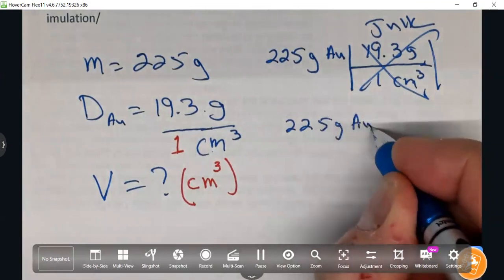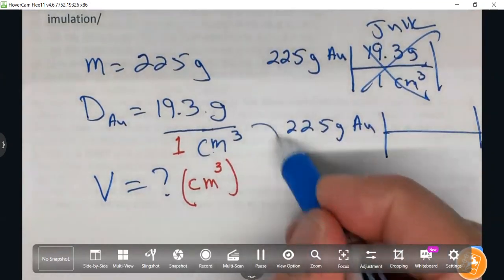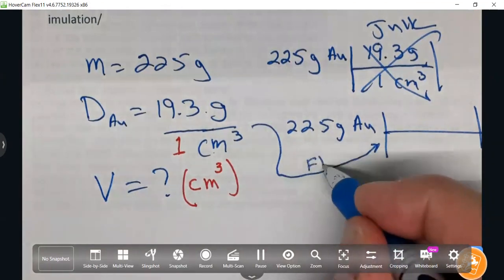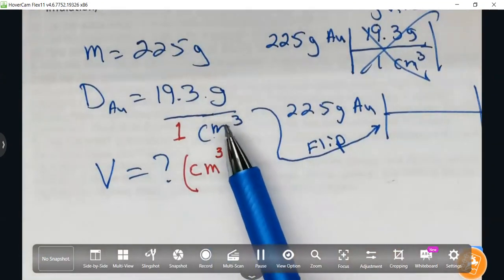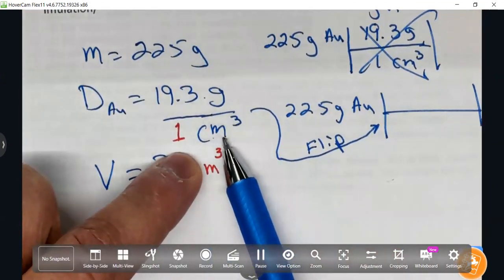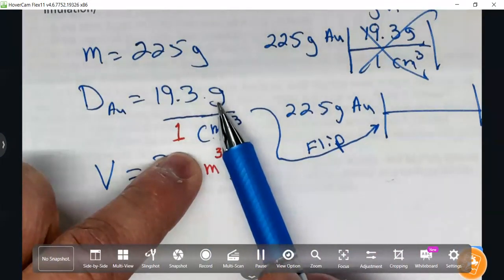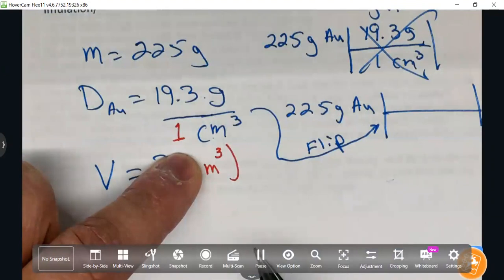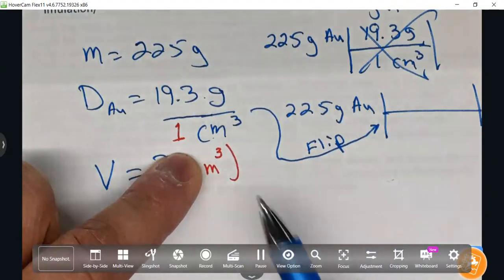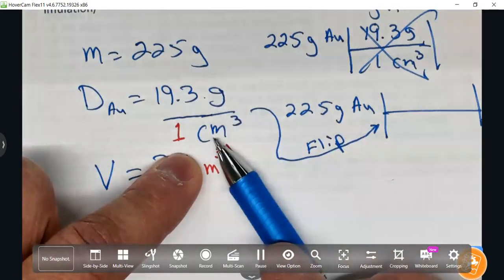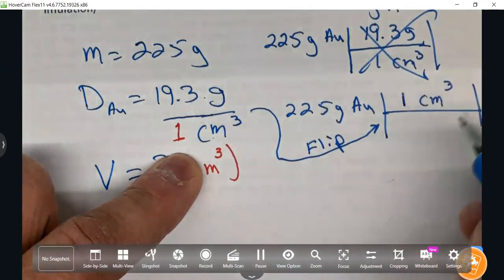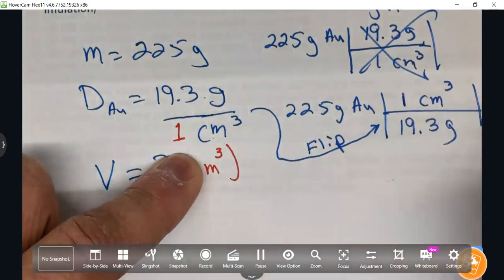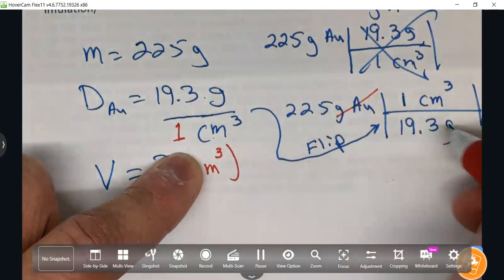So do this. 225 grams. And what you'll see me do is you'll see me do this and write the word flip. This is a true mathematical relationship. Every 1 cubic centimeter has a mass of 19.3 grams. It doesn't matter if we flip these units, right? Sometimes you put 1 foot on top and 12 inches on the bottom, or vice versa, depending upon what you start out with. So I'm going to flip those units. I'm going to put 1 cubic centimeter, 19.3 grams, and look what happens.